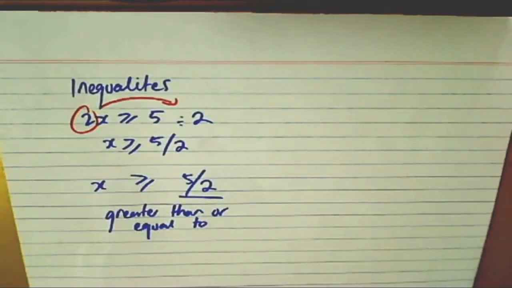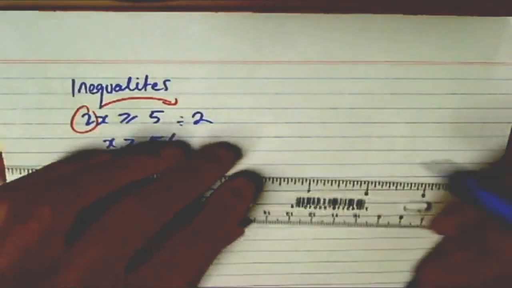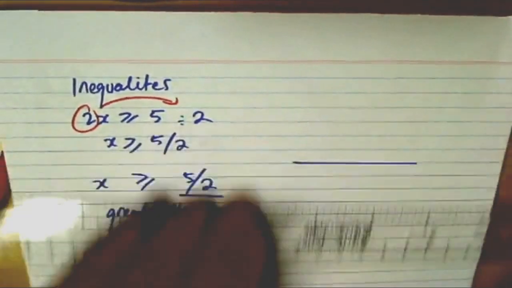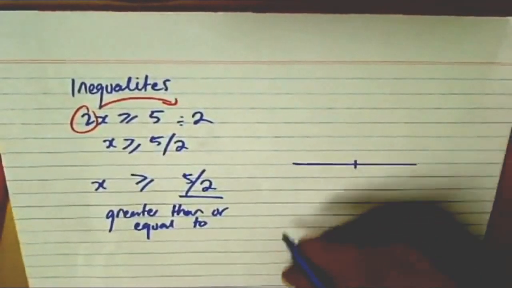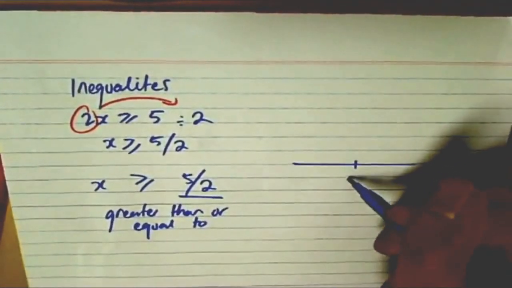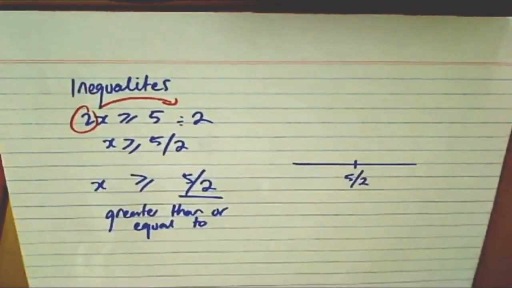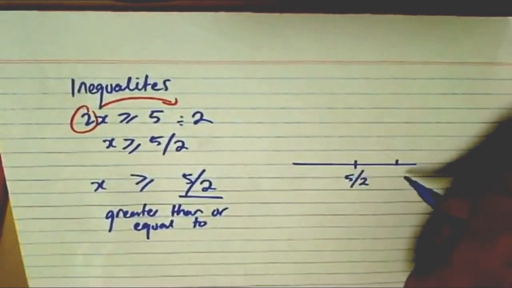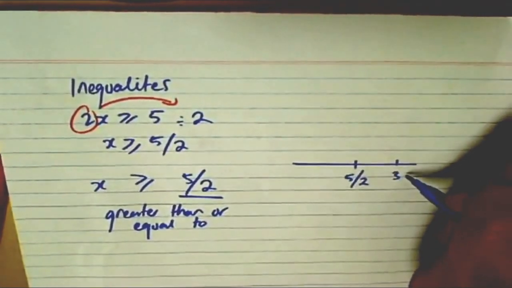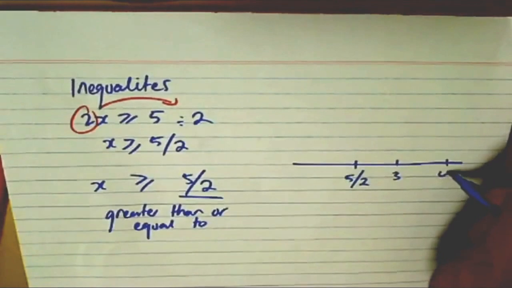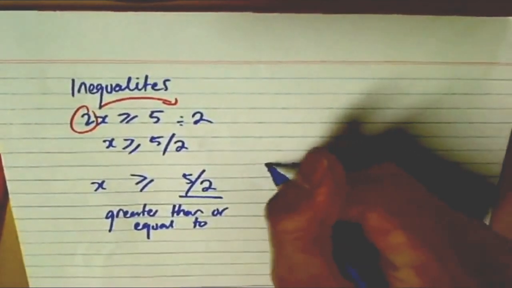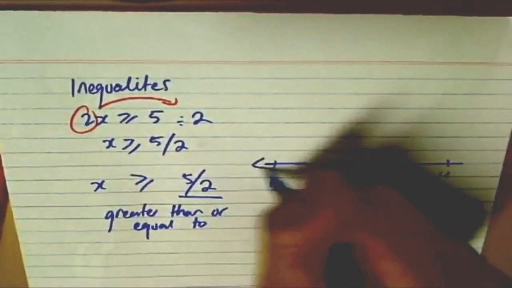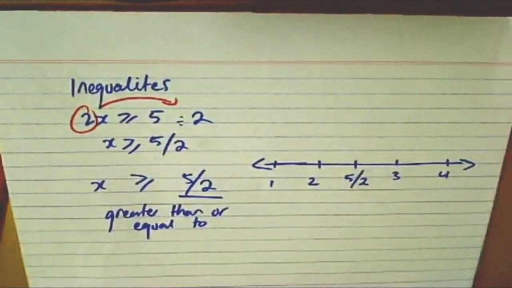And now for the graph, I need to be able to put 2.5 onto my line. So I'm going to get my number line out, mark 5 over 2 in the center, or 2.5 in the center. I'll need to count outwards as well. So I might say 3, then I might say 4, then I have 2, 1. You see that?